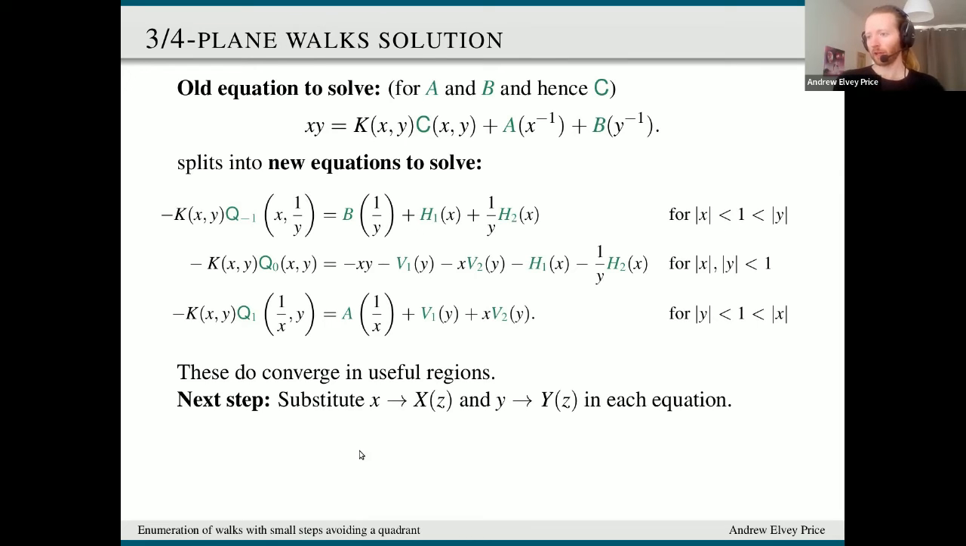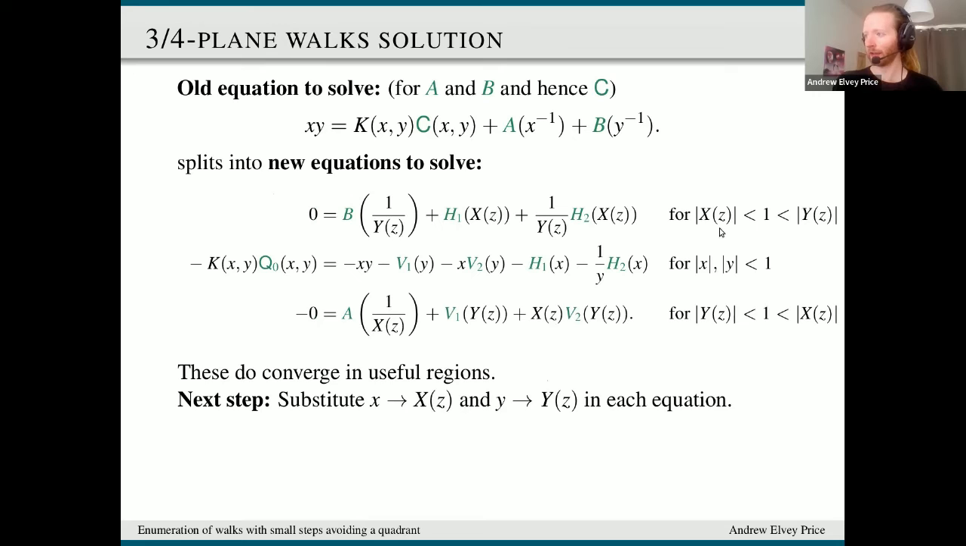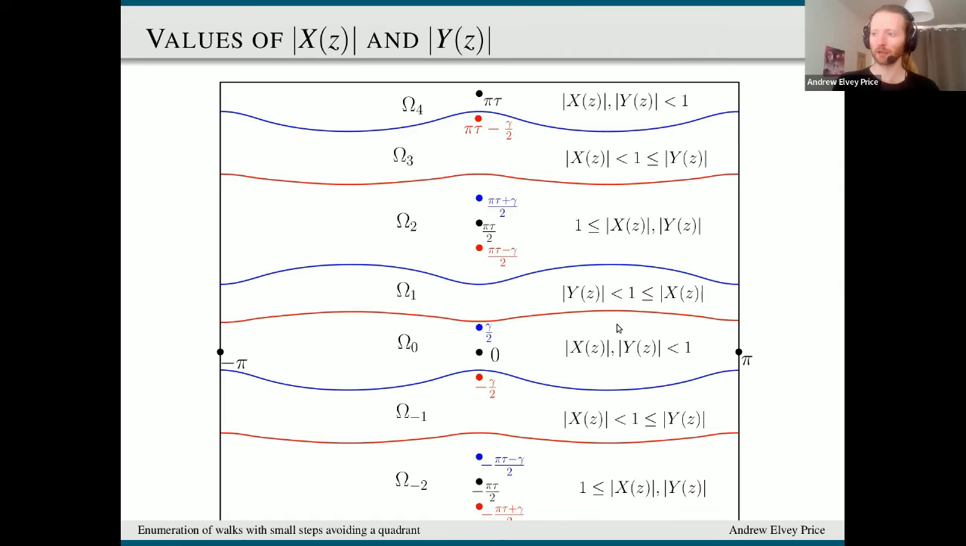Okay, so now we can substitute x to x of z and y to y of z, where x of z and y of z are these elliptic functions that send the kernel to 0. And so we substitute this into the top equation and the bottom equation. And yeah, so then this new equation will hold for z in a certain region, satisfying this inequality. Now, conveniently, the complex plane splits very nicely based on whether x of z and y of z satisfy inequalities of that form.